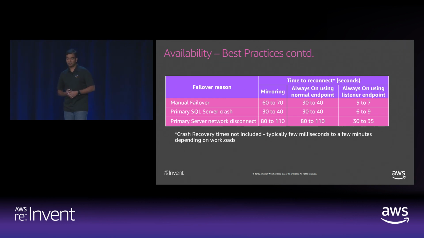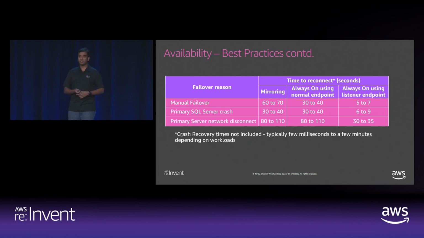There are some advantages of using Always On with the normal endpoint also. That's primarily to do with the fact that when SQL Server crashes, the Windows cluster knows about it, so it doesn't have to wait for a detection phase. It can just ask the primary to come online immediately, and that's why you see those really good failover times.